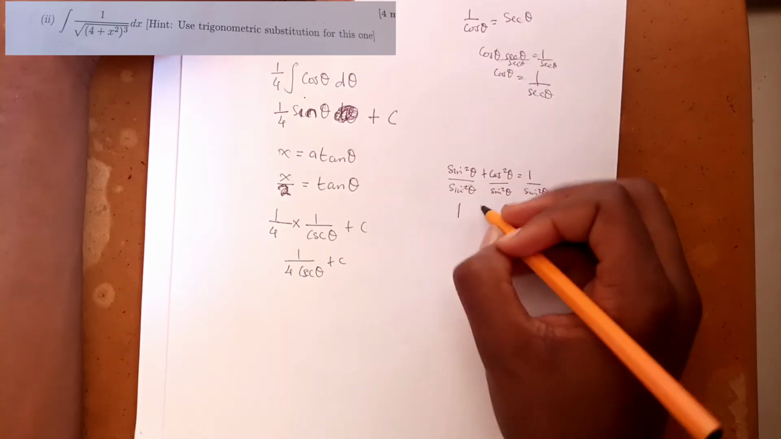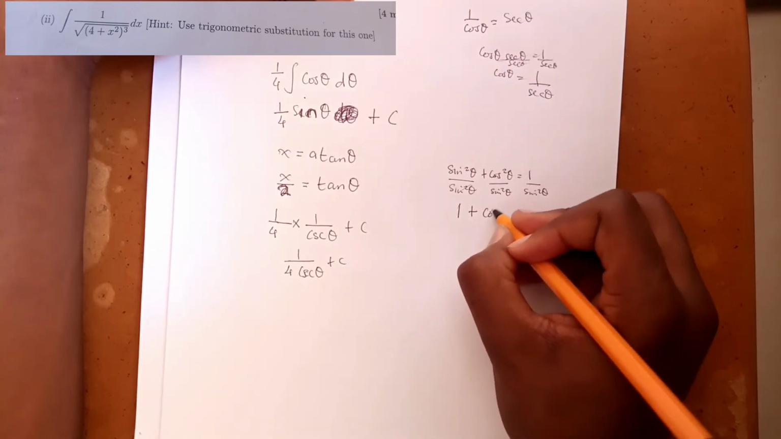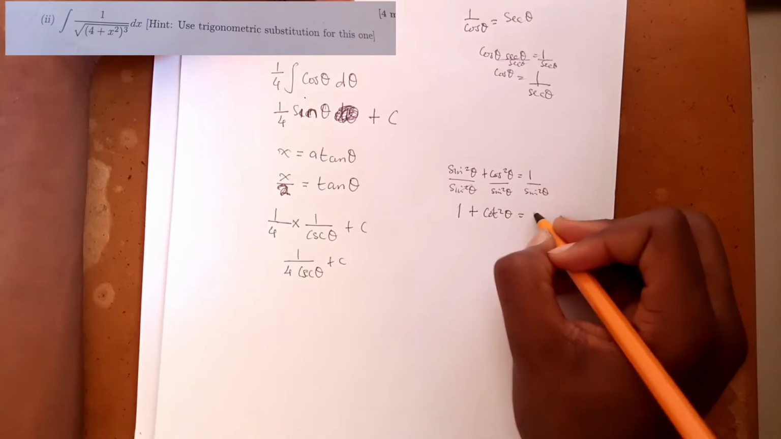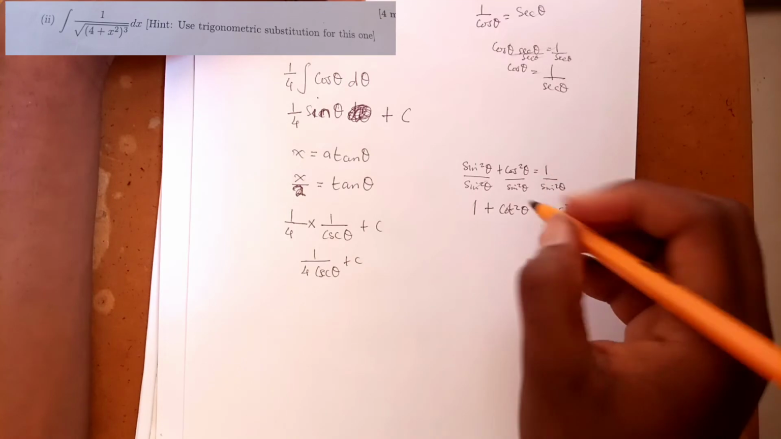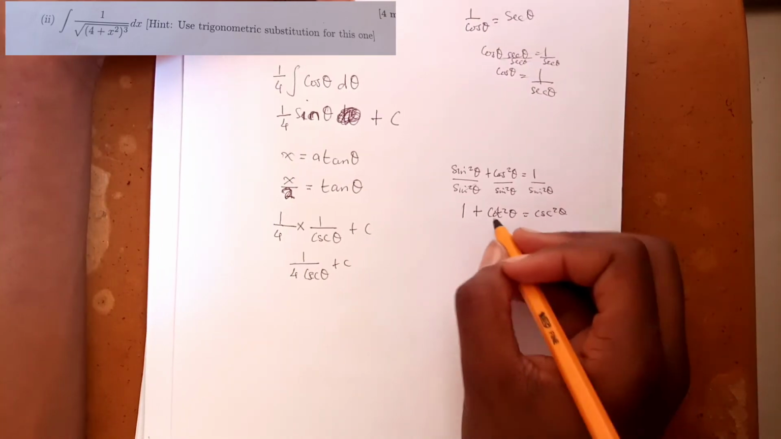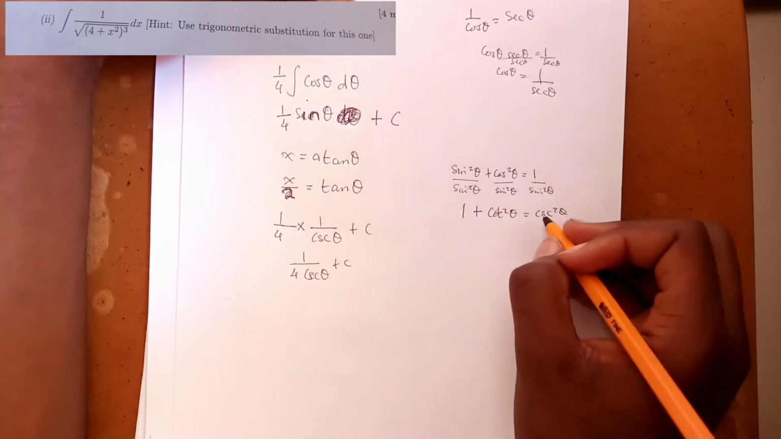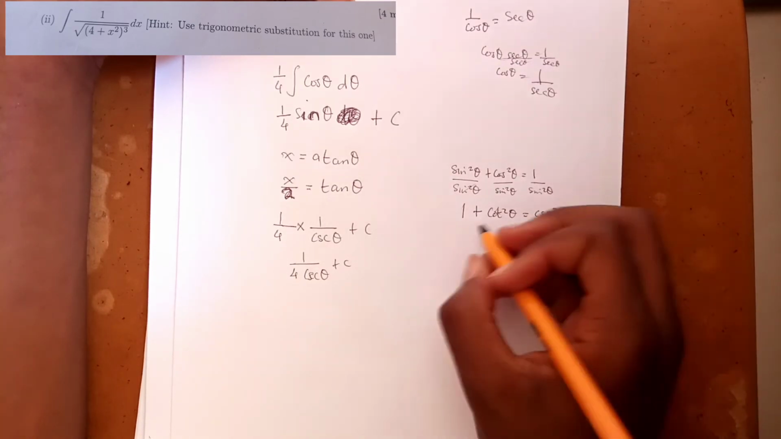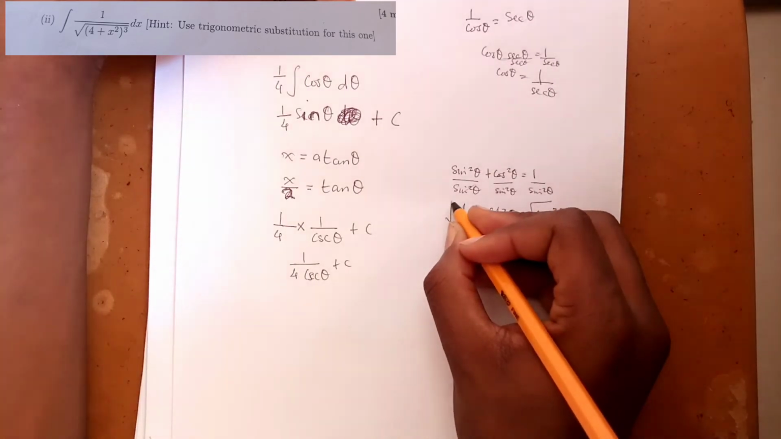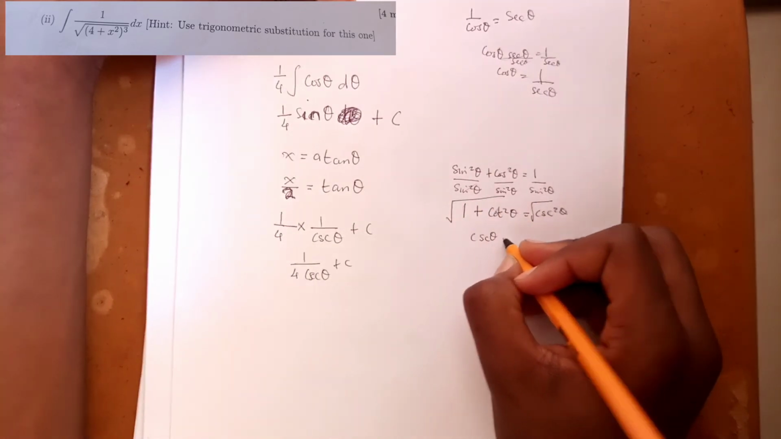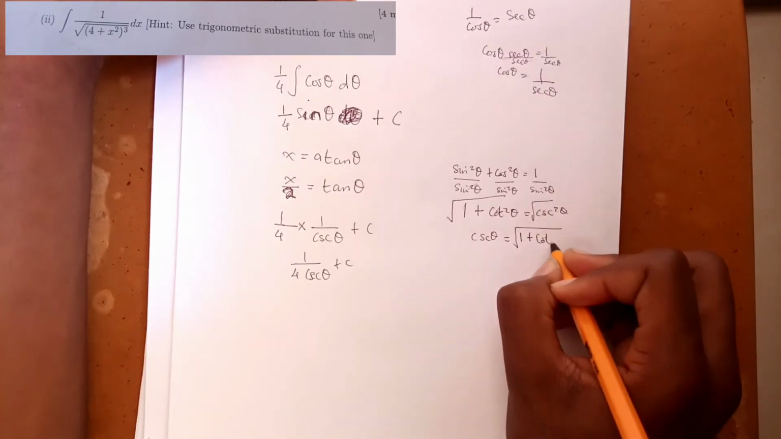We'll have this one to be 1 plus cot squared theta, then this one will be cosec squared theta. Now we have something that looks like tan, because this cot has a tan in it, and then we have the cosec there. So all we have to do is make cosec theta the subject of the formula. When you take the square root of both sides, cosec theta is equal to the square root of 1 plus cot squared theta.